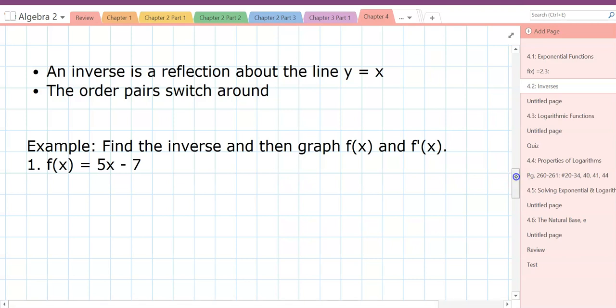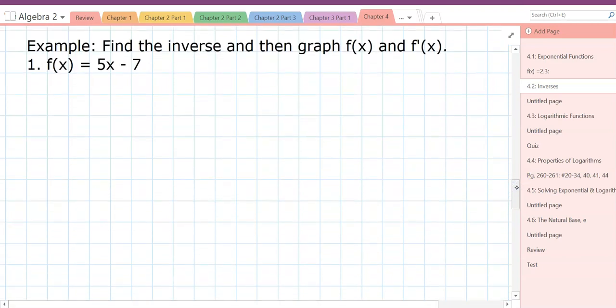Okay, so let's do one more here together, and then I'll give you guys that last one on that page to try. So it says find the inverse, and then graph both of them. Graph the original one and graph the new one. Okay, so this right here is our original. F of x equals 5x minus 7. Okay, so you guys walk me through this. What's the first thing you should do?